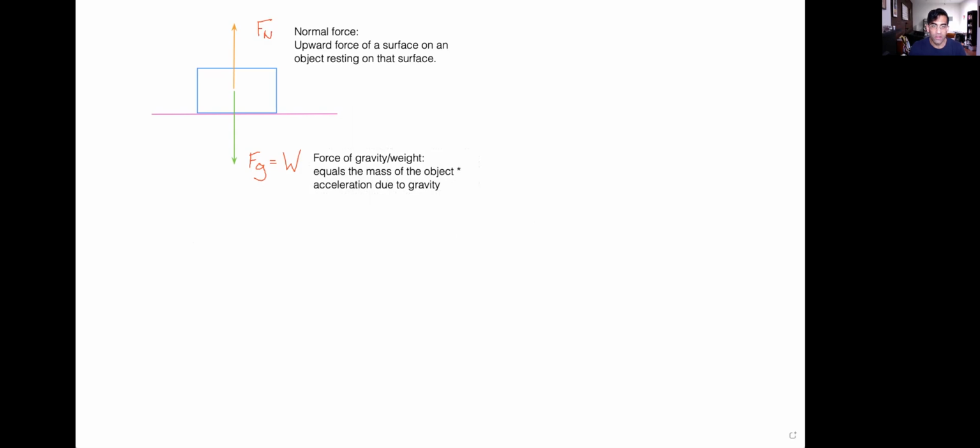Now we come to the situation with an incline. All right, so I'm going to draw an incline over here. It's like an inclined plane. You can think of it as a slide or just an angled table, however you want to think about it.